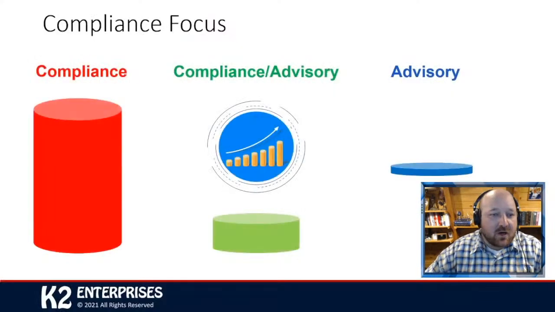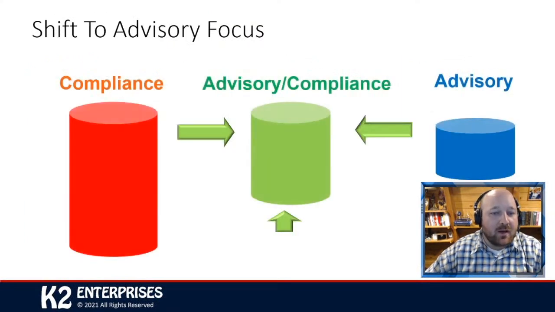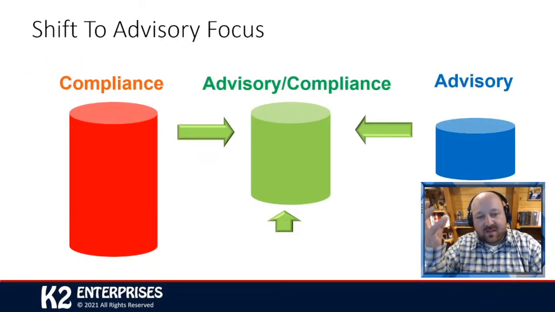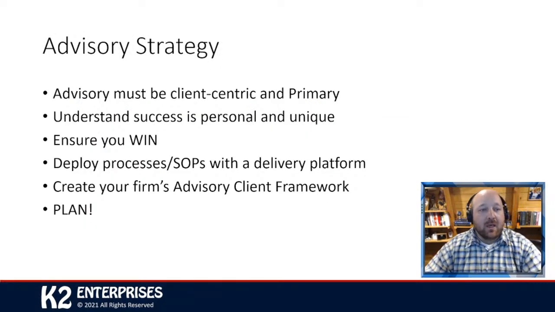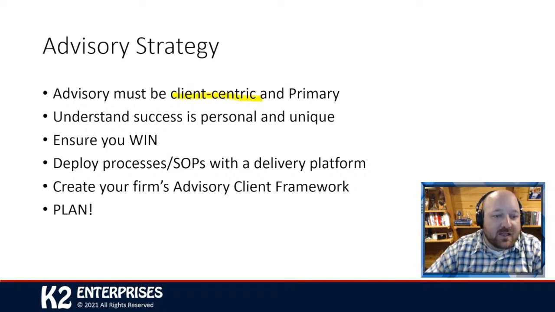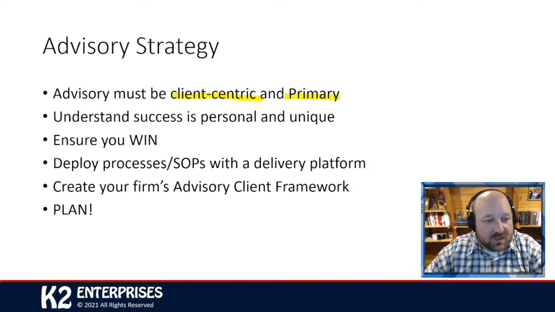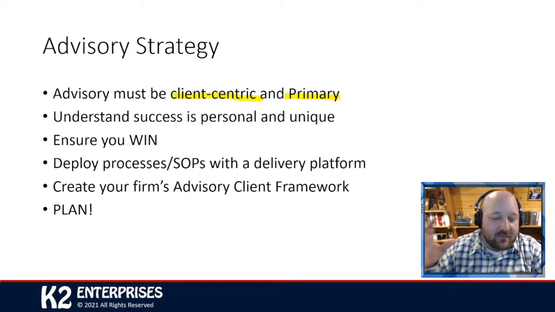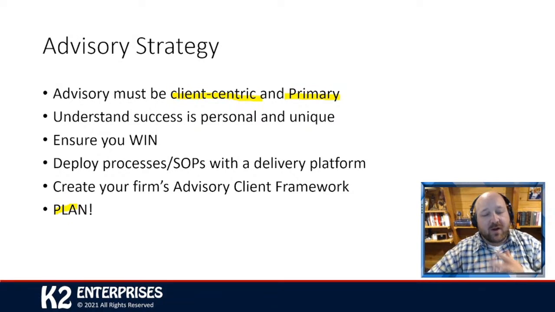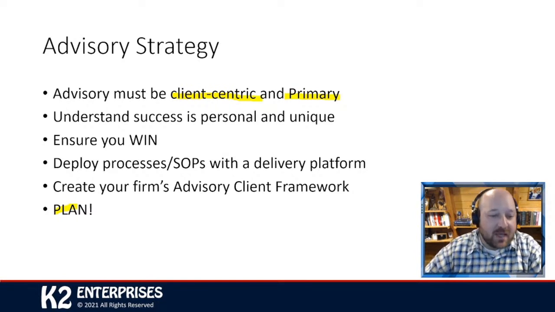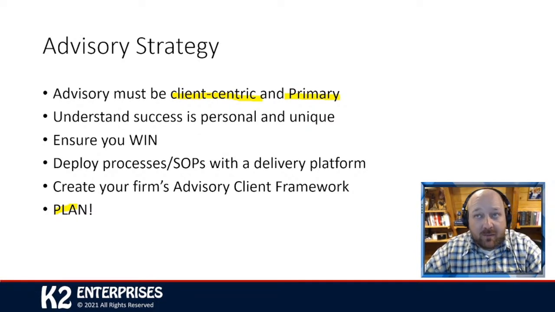So traditional businesses are compliance focused. What we want to ultimately come into is a way where we can provide both advisory and compliance, because we can do both of these things at the same time. Our advisory strategy should be client-centric, and it should be our primary growth method for the organization. We should understand that we can win with this, and we should set up our relationships to win. And we should do this through effective planning. So find processes, find standard operating procedures, find new ways of being able to integrate into our clients' businesses to help them at every step of the way.